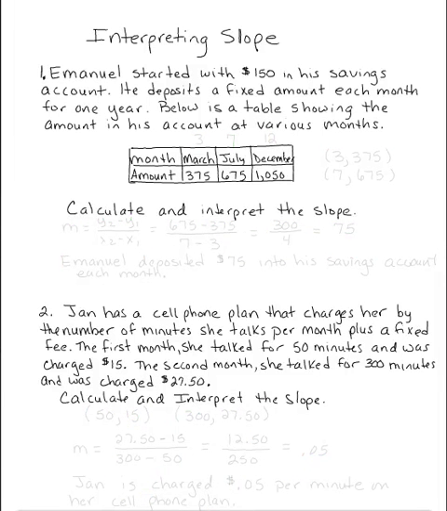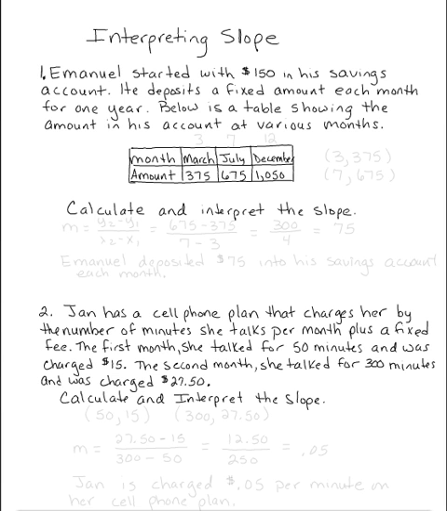Interpreting slope. Here we're going to look at two problems where we want to calculate and interpret the slope. The first problem says that Emmanuel started with $150 in his savings account. He deposits a fixed amount each month for 1 year. Below is a table showing the amount in his account at various months. Calculate and interpret the slope.